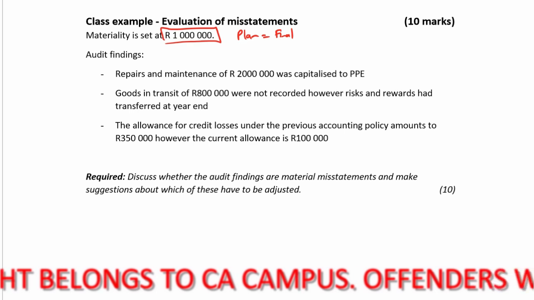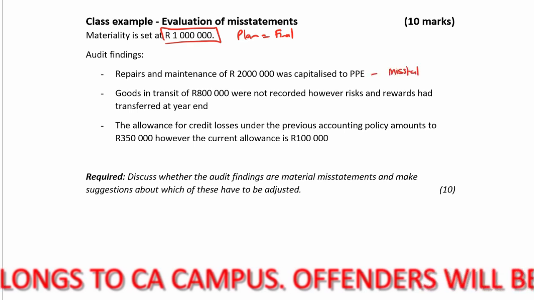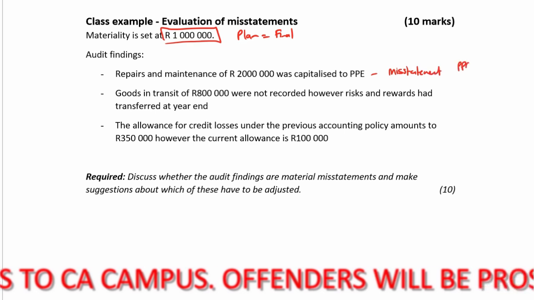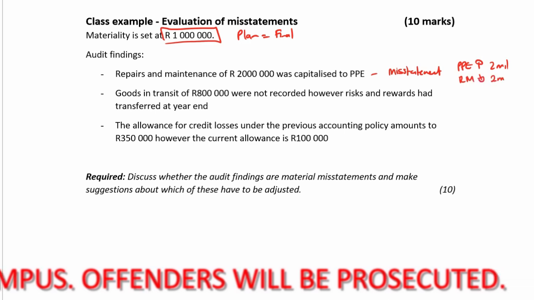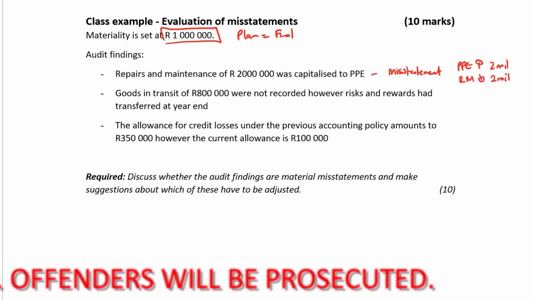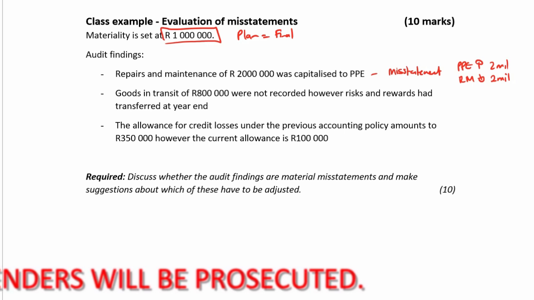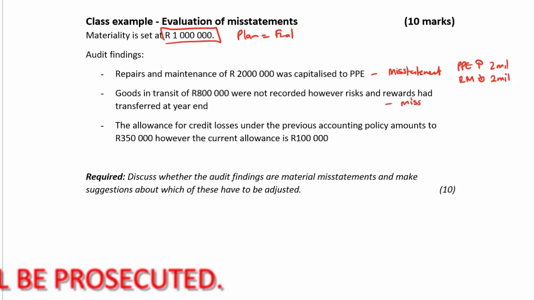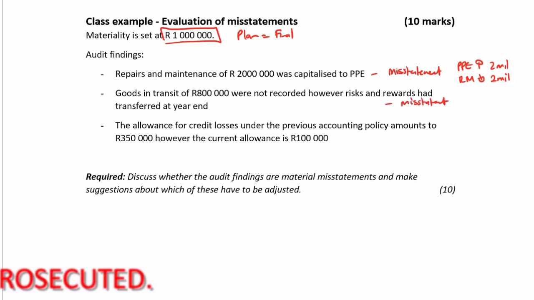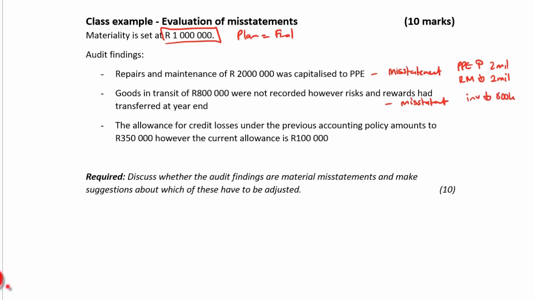So I can immediately go and say, oh, there's a misstatement here. PPE is overstated by 2 mil and repairs and maintenance is understated by 2 mil. Goods in transit of 800,000 were not recorded, however risks and rewards had transferred at year end. Once again, I can say straight away there's a misstatement here, and I can say inventory is understated by 800 and my payables or some sort of liability is understated by 800 as a result.